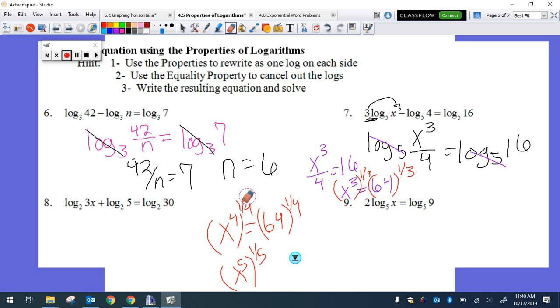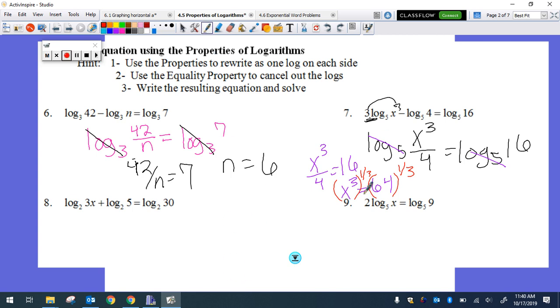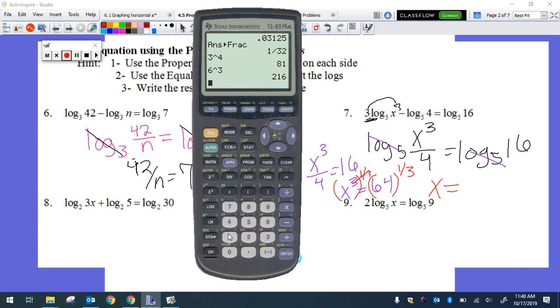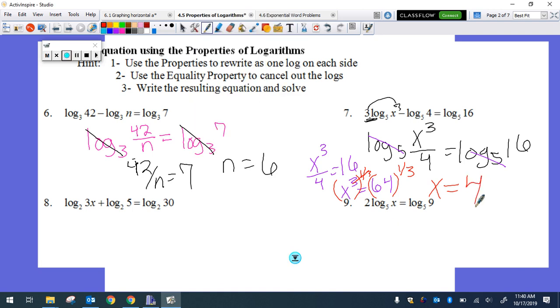So I did that. I raised it to the 1/3. So these cancel. So I just have x equals. And then I need to know what 64 to the 1/3 is. So here's how you would type that in. 64 raised to the 1/3. And that is 4. So x is 4.